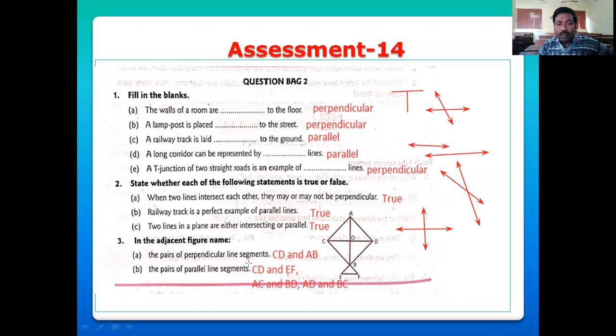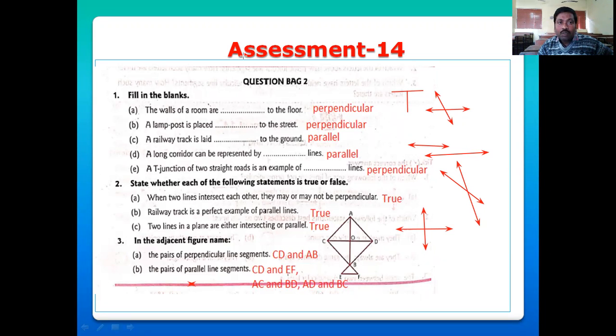In the adjacent figure, it looks like a kite. The pair of perpendicular line segments, here we see AB and CD. So here is one pair of perpendicular lines, CD and AB. The pairs of parallel line segments, here are three pairs of parallel lines: AC and DB are parallel lines, and CD and EF, these are also parallel lines, and AD and BC. Here are the three possibilities to form parallel lines.